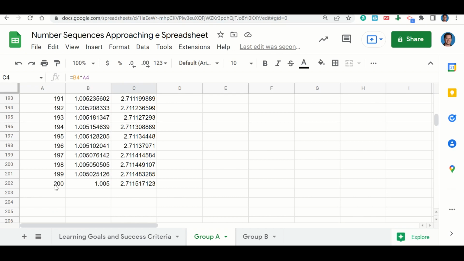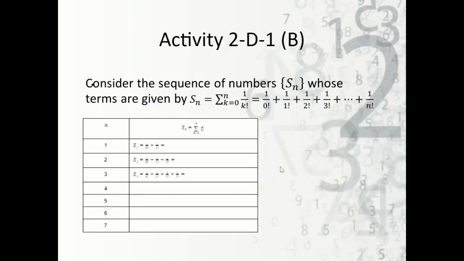And I could keep this going. I could make this 1,000. I'm just going to copy this and paste it, and notice again, I can see how this is continuing to trend as we go through. So that's how you do the first part of your spreadsheet. Let's look at another example.